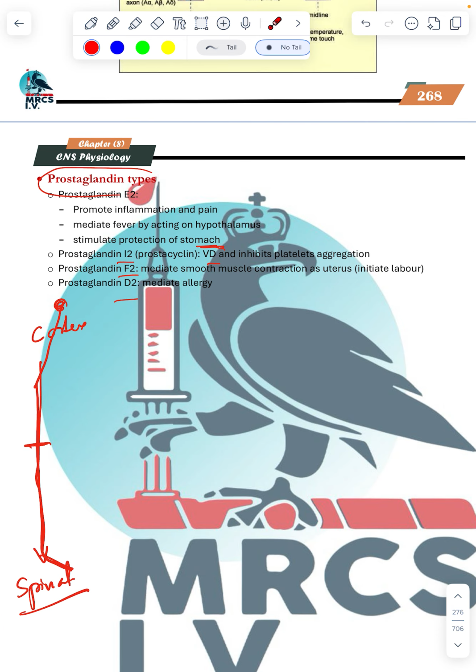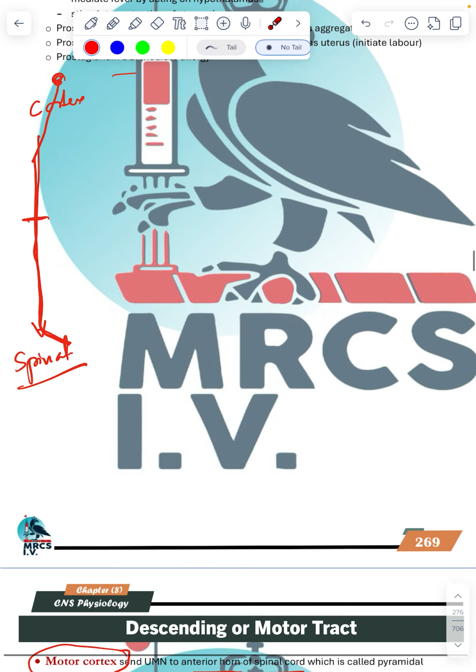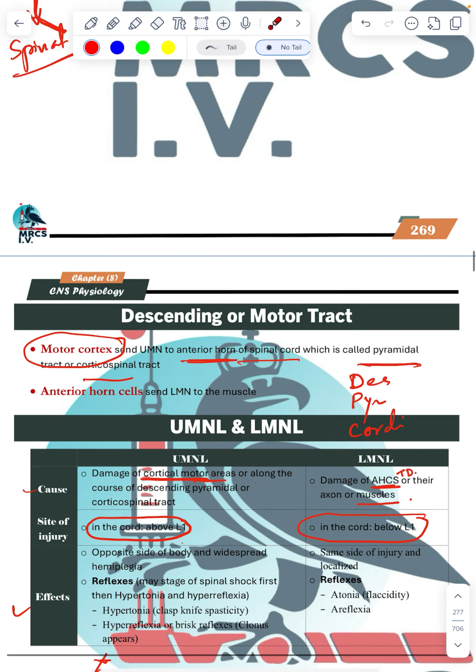This is about prostaglandin. Prostaglandin E2 promotes inflammation and pain, mediates fever by acting on the hypothalamus, and stimulates protection of the stomach. Prostaglandin I2 inhibits platelet aggregation. Prostaglandin F2 mediates smooth muscle action, and prostaglandin D2 mediates allergy. So that was the ascending tract.